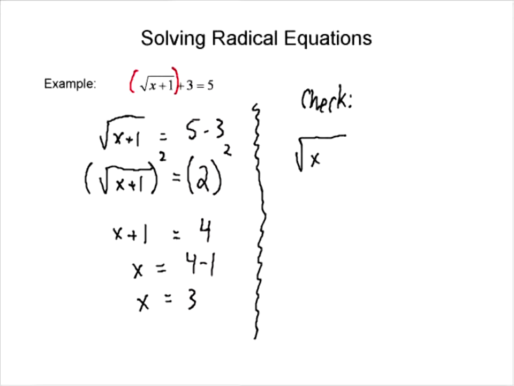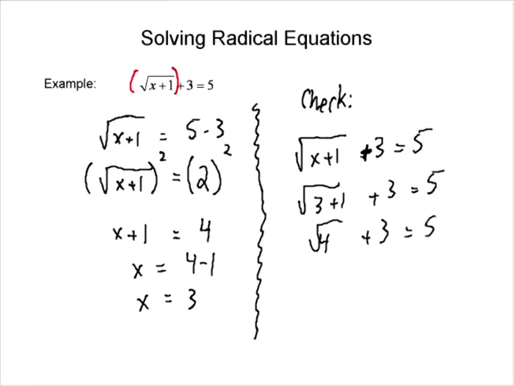So we're going to have the square root of x plus 1 plus 3 is equal to 5. If we put 3 in there for x, we're going to get the square root of 3 plus 1, plus 3, is equal to 5. So 3 plus 1 is 4. Square root of 4 is 2, plus 3 equals 5. And so we can now say that we are quite certain that x equals 3 is the answer. So we always have to check that when we're solving radical equations.